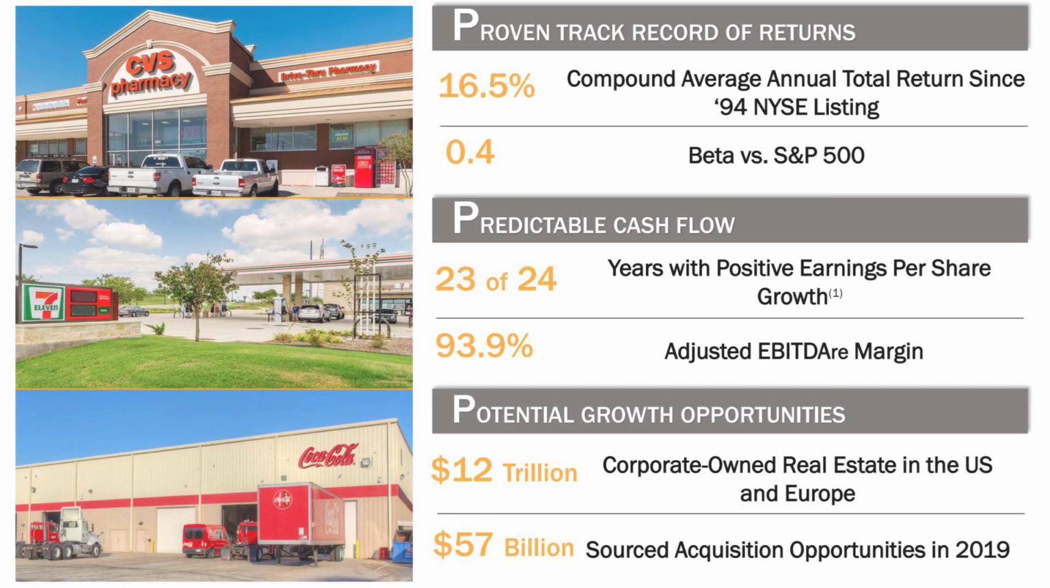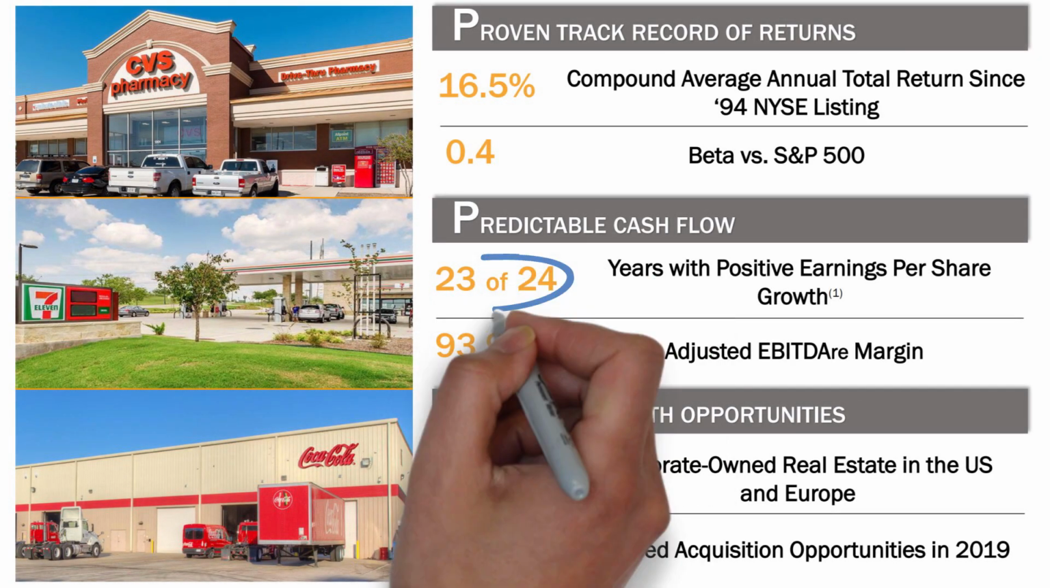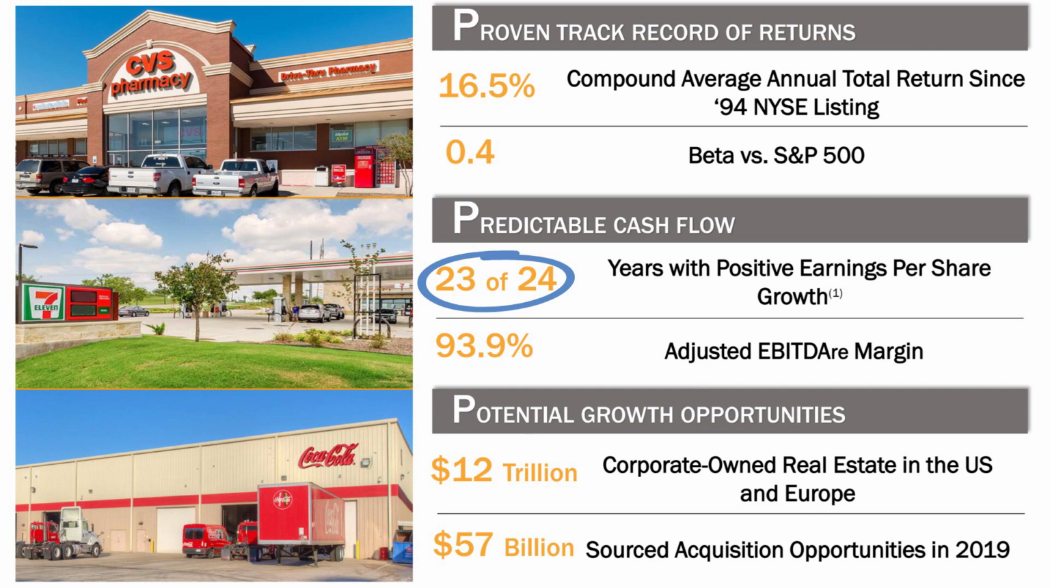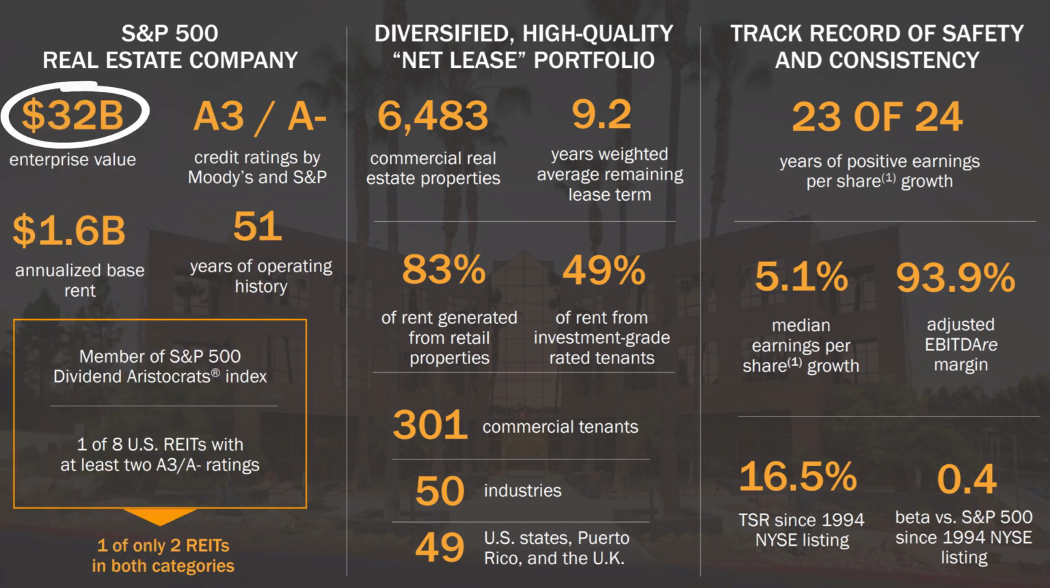Realty Income has impressively had positive earnings per share growth in 23 of the last 24 years. They also have a beta of 0.4 versus the S&P 500. In other words, the share price of O is far less volatile, which is a positive for me. It has a $32 billion enterprise value, 51 years of operation, and is rated highly by 2 credit agencies, Moody's and S&P. As noted at the bottom, Realty Income is one of only 2 REITs with at least 2 A3 or A- ratings in both categories. This gives a greater sense of confidence and stability and shows that they are a very high quality company.